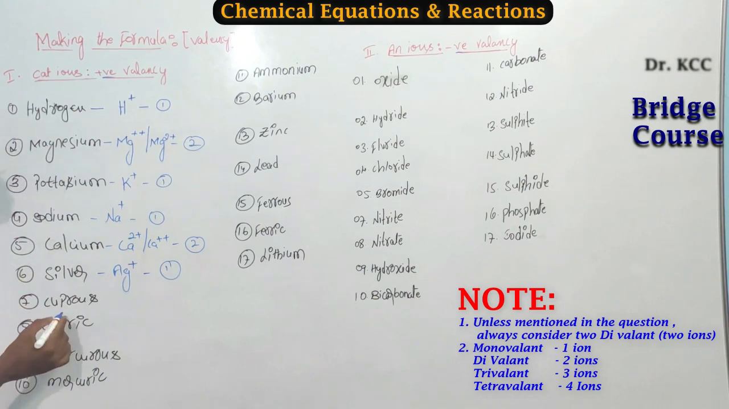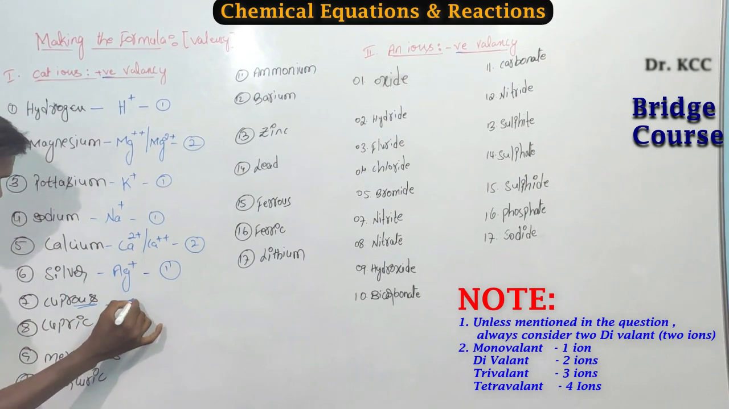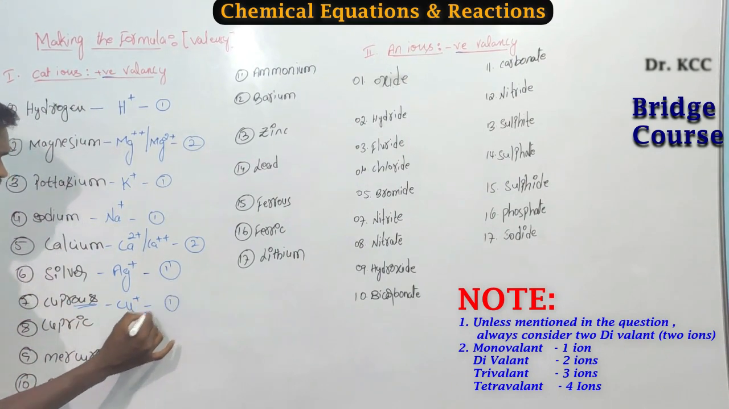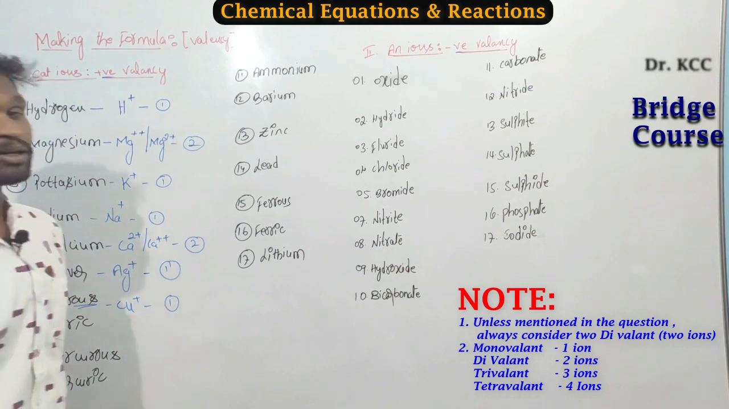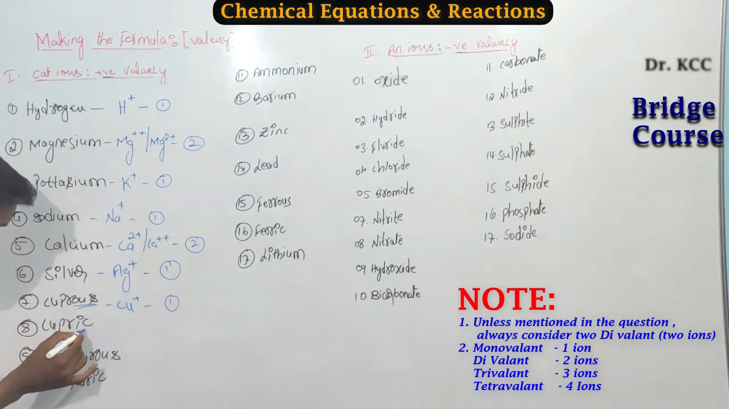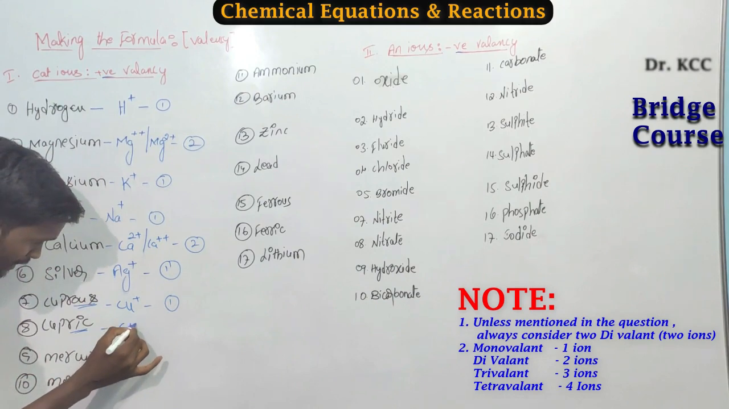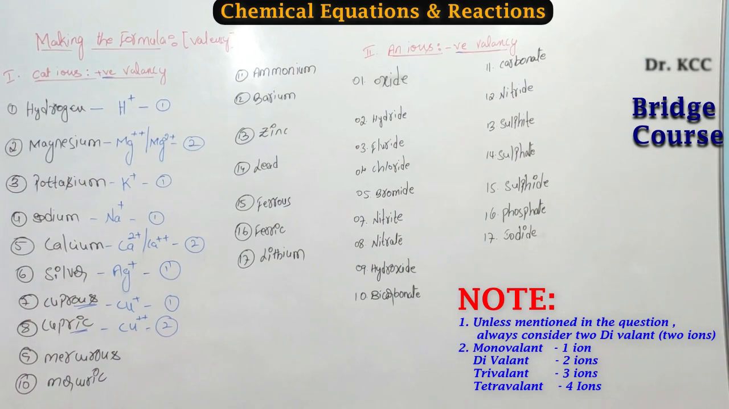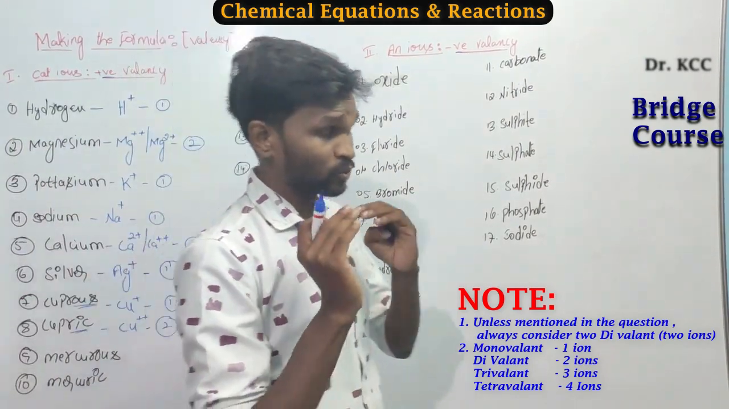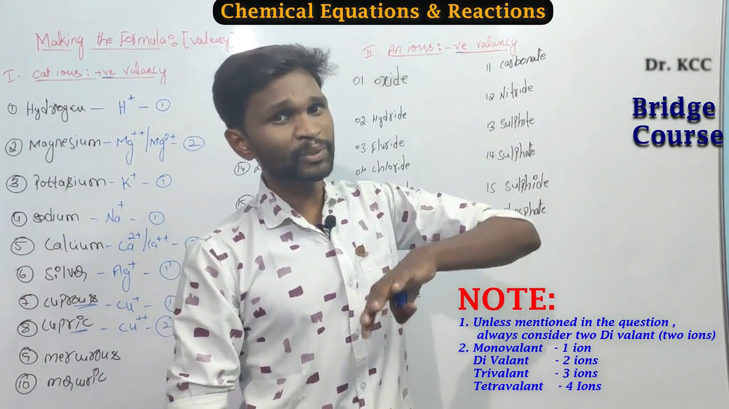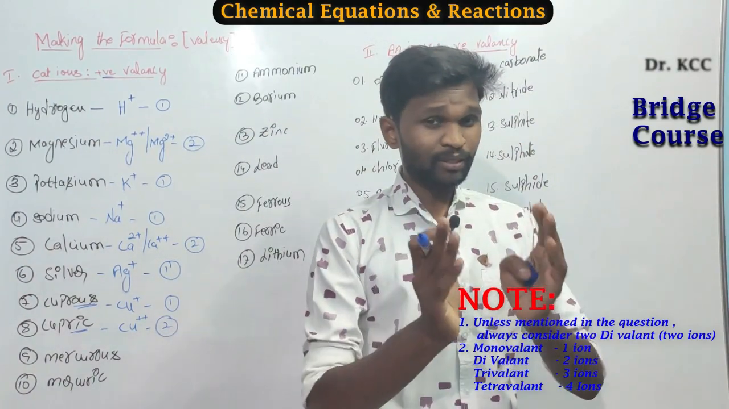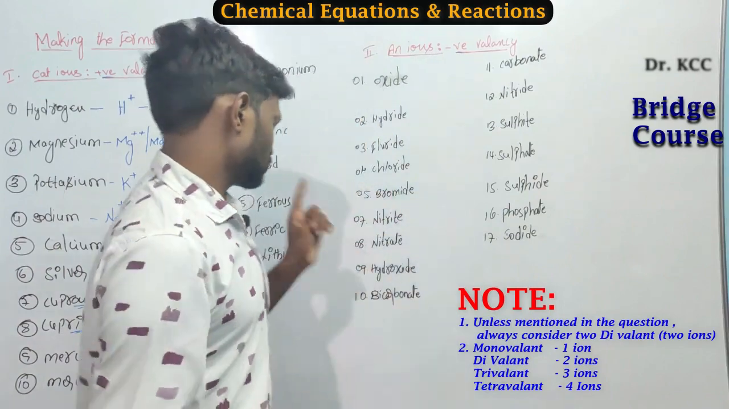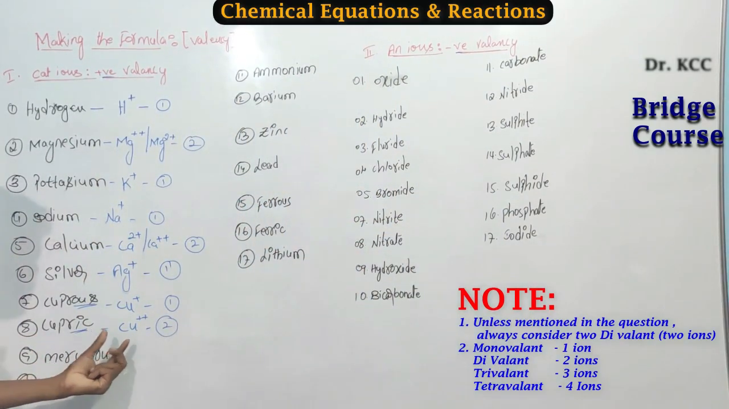Here you are supposed to be very careful. Whenever you come across cuprous, it means it loses 1 electron, Cu+, and the valency is 1. For example, cuprous oxide or cupric oxide. Whenever I say cupric, it is Cu++, which means the valence electrons are 2. You have to be very careful whenever you are reading the formula, whether it is cuprous oxide or cupric oxide. If it is cuprous, its valency is 1. If it is cupric, its valency is 2. So be very careful while reading the question.